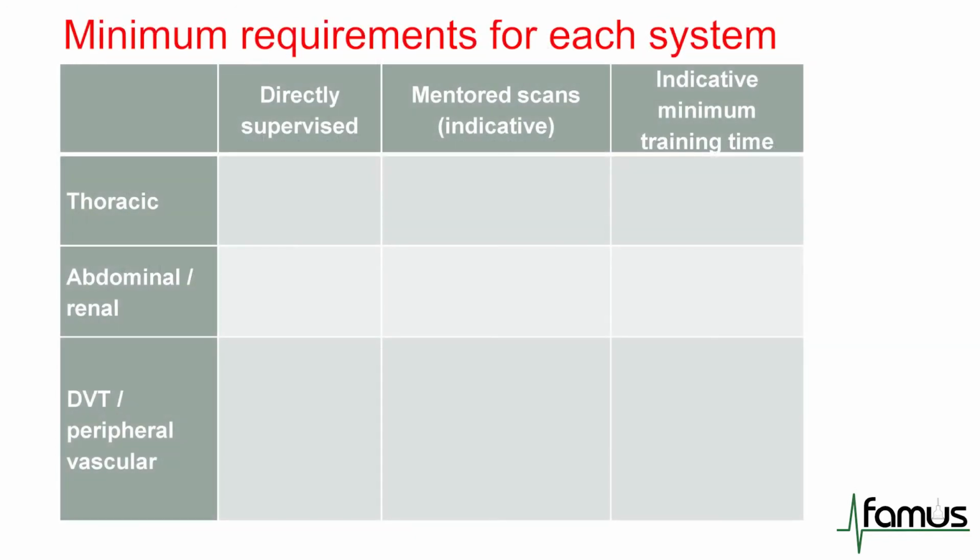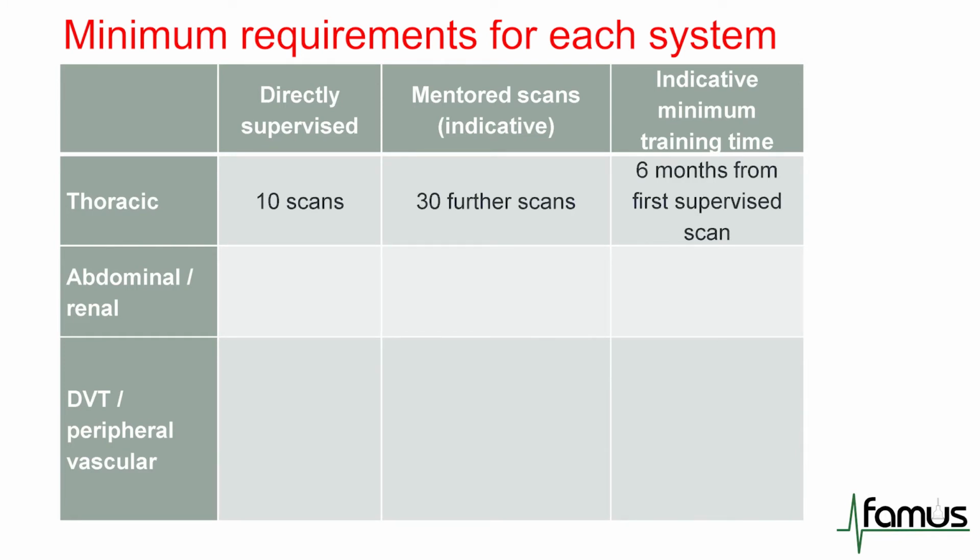And to that end, we've given some suggested timeframes to be able to complete each practical module, and that's what we're going to highlight here. So for the thoracic module, we suggest that you undertake 10 directly supervised scans. A further 30 scans are mentored, so done in your own time, but all the images reviewed with a mentor or supervisor at a later date. And we think for many people that will take an indicative training time of around 6 months.